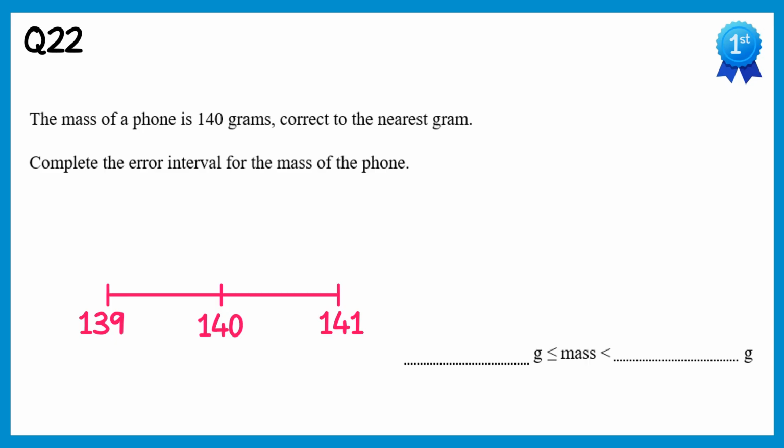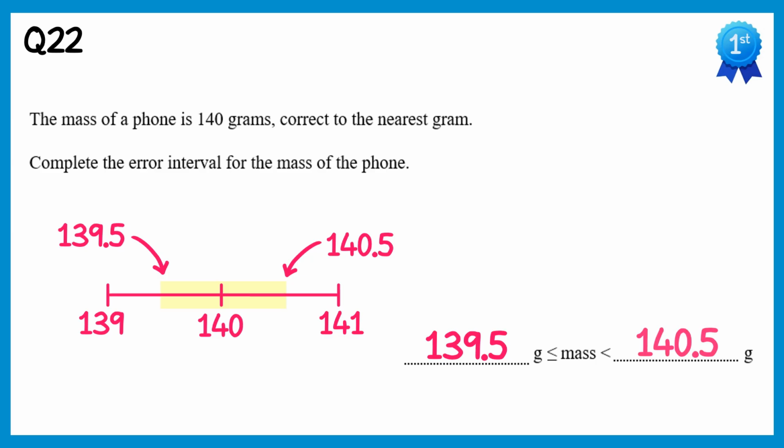Now the error interval will be formed from the numbers that are halfway in between these, so this highlighted bit here. Halfway in between 139 and 140 would be 139.5, and halfway in between 140 and 141 would be 140.5. So those are the lower and upper bounds for the error interval, so it's 139.5 and 140.5.